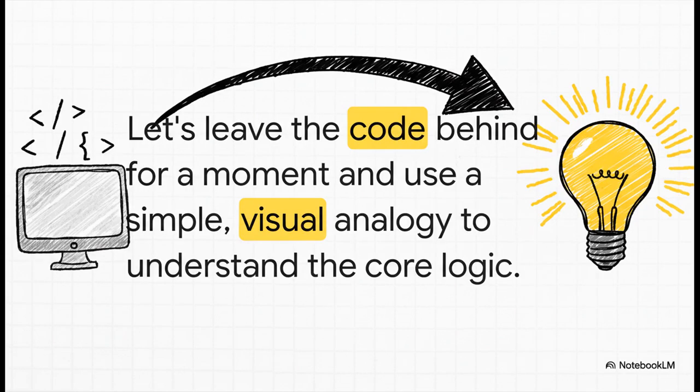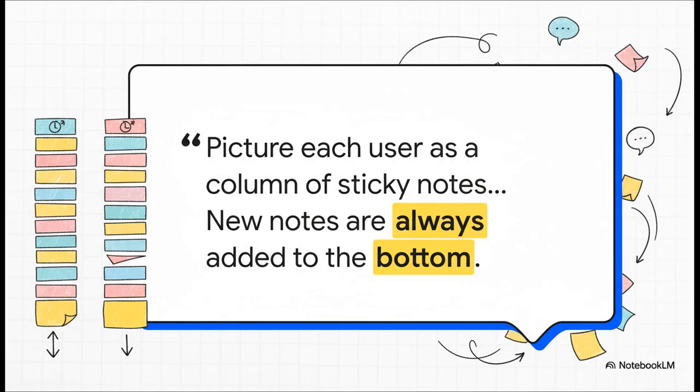Now, to really wrap our heads around how we're going to merge all this data together, let's step away from the code for a minute. We're going to use a simple visual analogy that makes everything click. I want you to imagine this. Every single user has their own vertical column of sticky notes. Each little note is a tweet, with the time it was posted written right on it. And whenever someone posts something new, they just slap a new sticky note on the very bottom of their column. So the note at the very bottom, that's always the newest one.